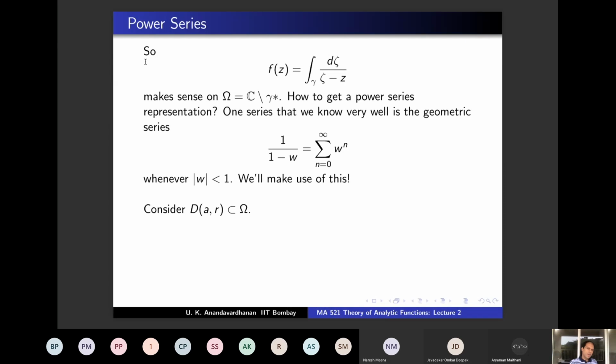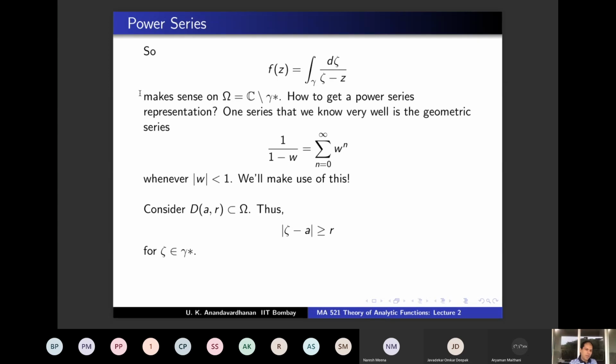So consider this, right? We want to say that the function f of z is representable by power series, and recall the definition. Representable meaning given any disk, you give me a disk and I will produce a power series which converges on that disk to the function. So you have given me a disk now. So consider D(a, R) contained in omega. So what does that mean?